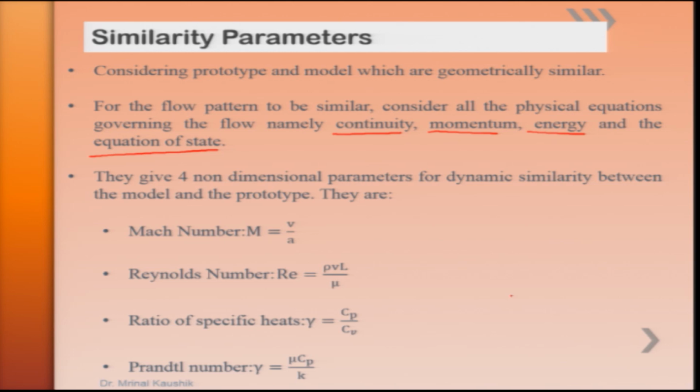For similarity between model and prototype, we know from our fluid mechanics background that they should be geometrically similar, kinematically similar and dynamically similar. Geometrically similar means that both model and prototype have the same geometry, that is, at the same point under consideration the length scale should be in a particular proportion. Further, at all points this geometric scale should be constant.